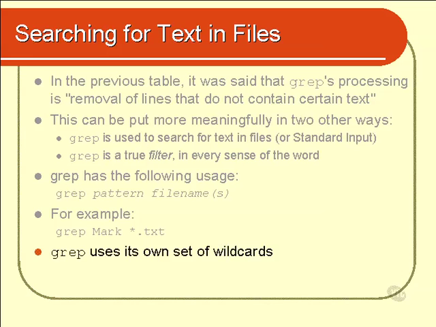Incidentally, I should mention that grep uses its own set of wildcards. Now, what am I talking about? If you recall, when we were discussing the ways that you could interpret file names in the shell, and notice this is file names, and file names only, we could use wildcards like the asterisk and the question mark and the square brackets and so on. Grep also uses wildcards, but it uses slightly different wildcards. They're similar, but they're not the same.